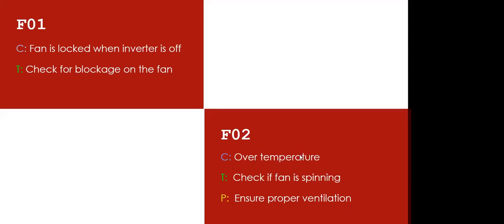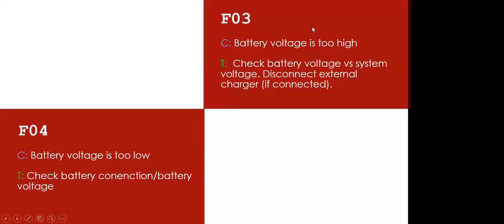Then what we have again is F03, which talks about the battery voltage, the high voltage from the battery. This usually comes when we mistakenly connect a high voltage battery to the inverter. An inverter that is supposed to use 24 volts, we mistakenly connect 48 volts to it, maybe out of ignorance or oversight. So the inverter will show F03.